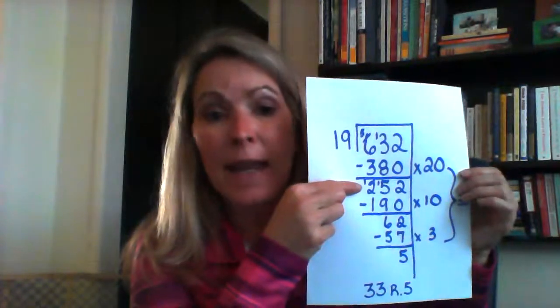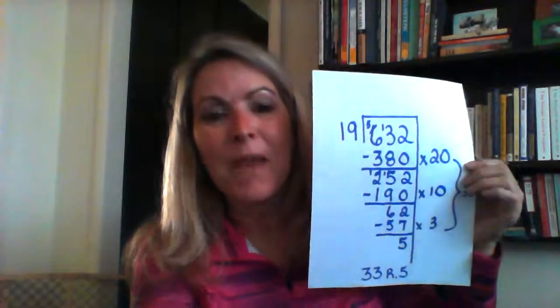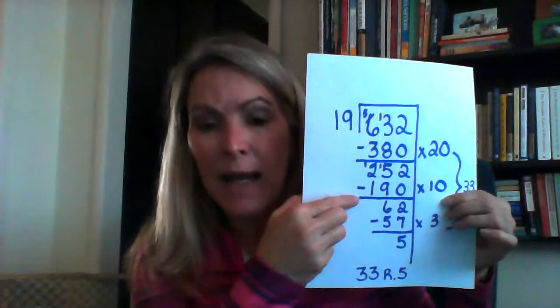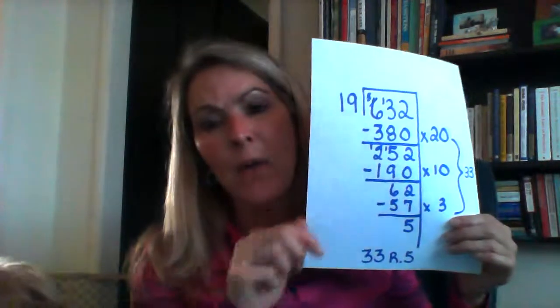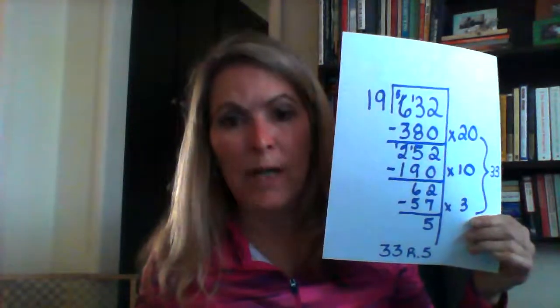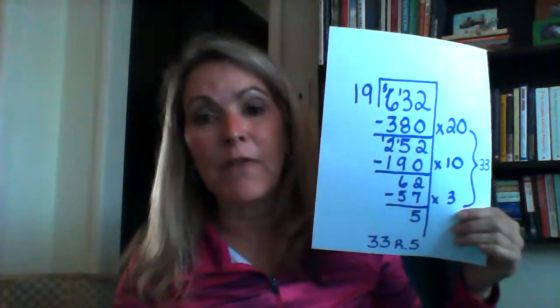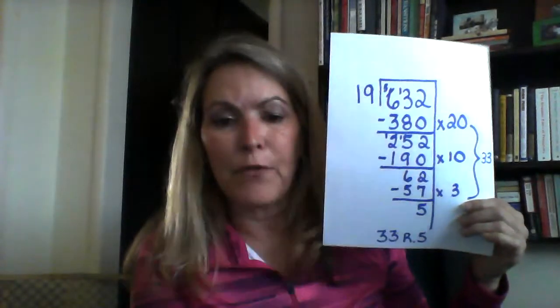Well, I know that I can't take away another 20 groups, but I do know that I can do 10 groups. So if I have 10 groups, then I'm taking away 190, which leaves me 62. And then with my 19, I know that 62 is 20 times 3. So I know that I will have 3 groups of 19 that I can take out. And I do. I've got 57. If I take away 57, then that's 3 more groups of 19. And that's going to leave me a leftover of 5, which I can't put in a group because I've got to have 19 things to make a full group.